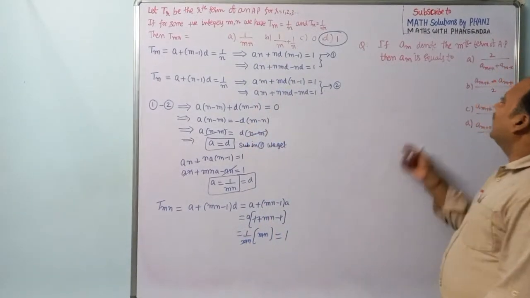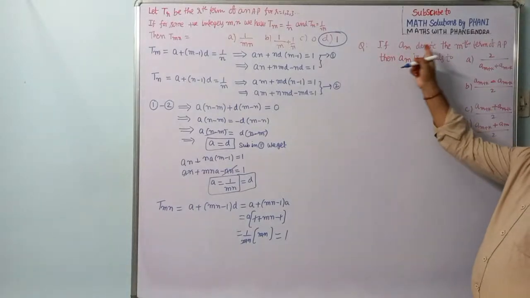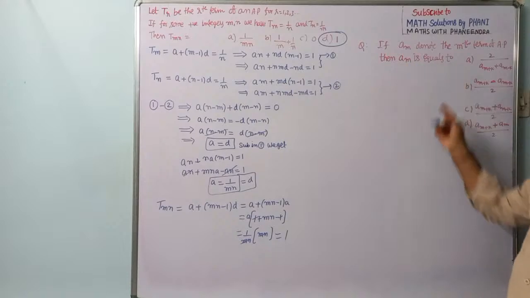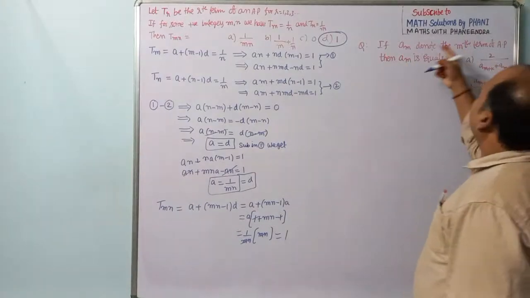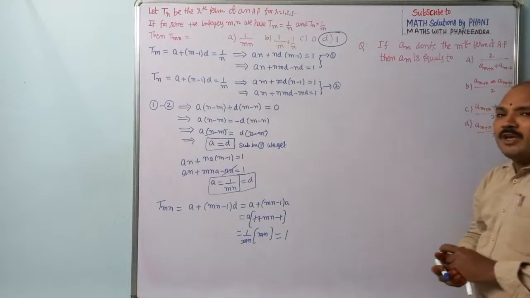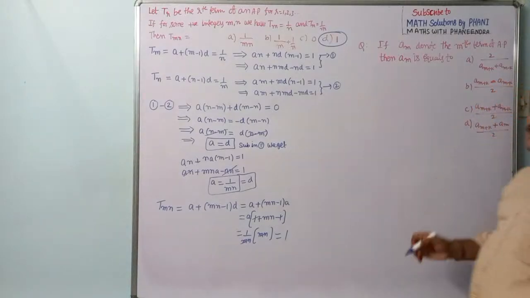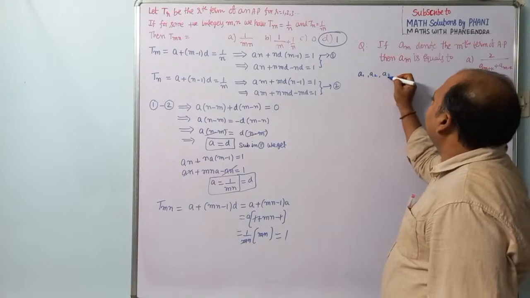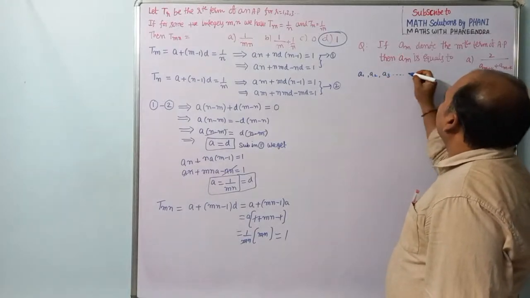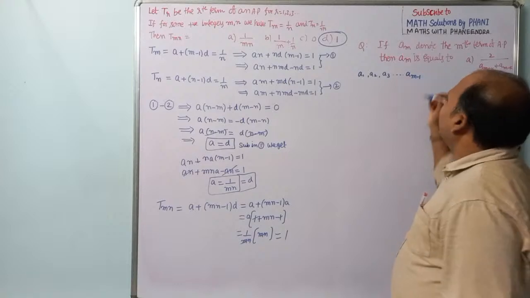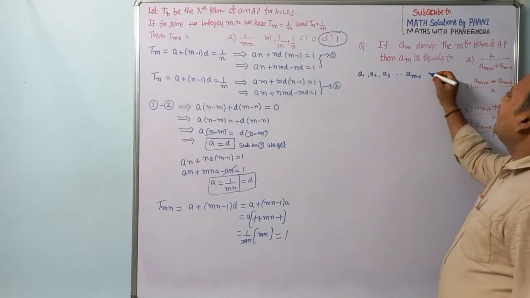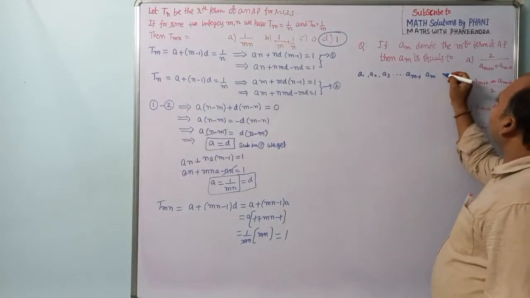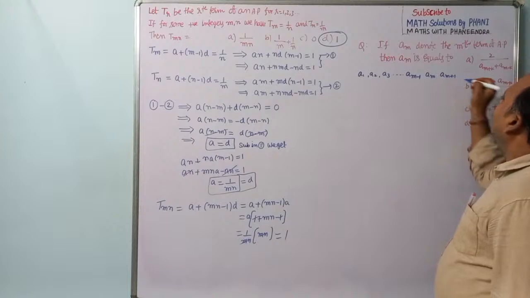This is the way. Now if we come to here, if am denotes the nth term of AP, then am is equal to... am denotes. Here the question is involving a1, a2, a3 and so on. m minus 1, can I write like this? After that the mth term will be there, no? After that m plus 1 is there and so on.